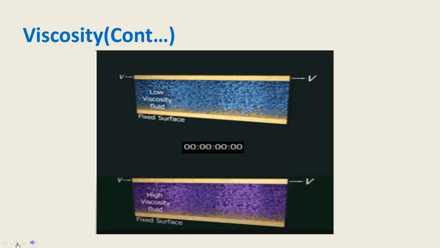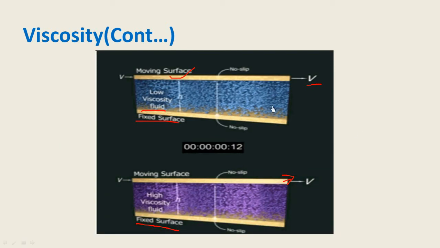Then coming to the simple animation, you can see that we have two animations here. The first one is a low viscosity fluid. At the bottom we have a fixed surface, and at the top we have a moving surface moving with a velocity capital V. In the second case we have a higher viscosity, and the bottom also has a fixed surface, and the top one is moving. The conditions are the same, and the only difference is the viscosity, low viscosity and higher viscosity. Now we will see the animation.